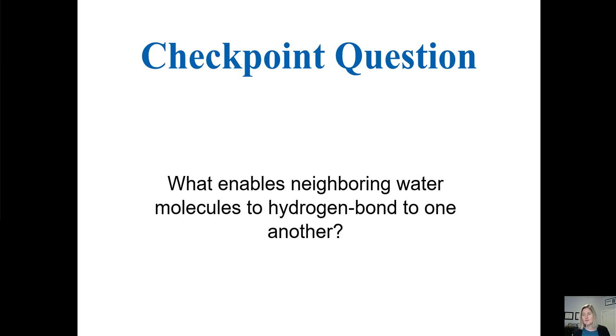So what enables neighboring water molecules to hydrogen bond to one another? Well, it has to do with that water structure. Remember, the oxygen end has a partial negative charge. The hydrogen end has a partial positive charge. So because of that, the hydrogen end is going to be attracted to another nearby molecule's negative end.